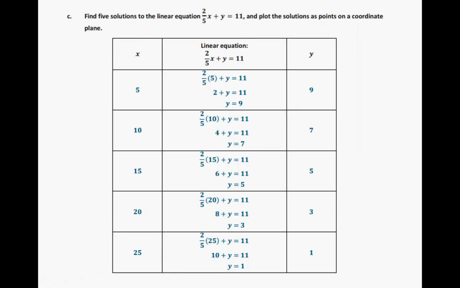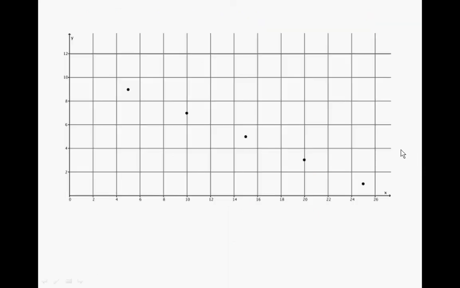All right, for part C, then going ahead and picking numbers like 5, 10, 15, 20, 25 would give you whole number for y, and you can see y here. And the graph, again, going from left to right, is in a downward slope.